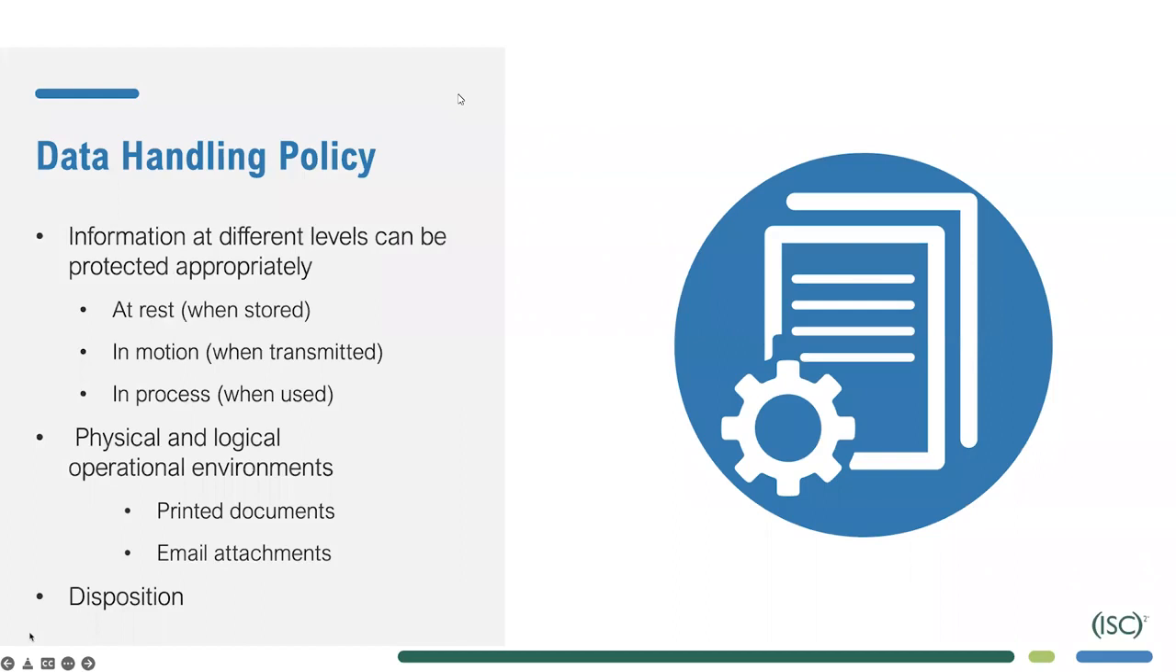Data handling policies then. We see data handling policies, these help us with our classification levels. How should we handle data at rest, in motion, in process? What about the physical and logical operational environments? What do we do with printed documents? How do we dispose of data? What about encryption standards? When should they be applied? Key size, and so on.